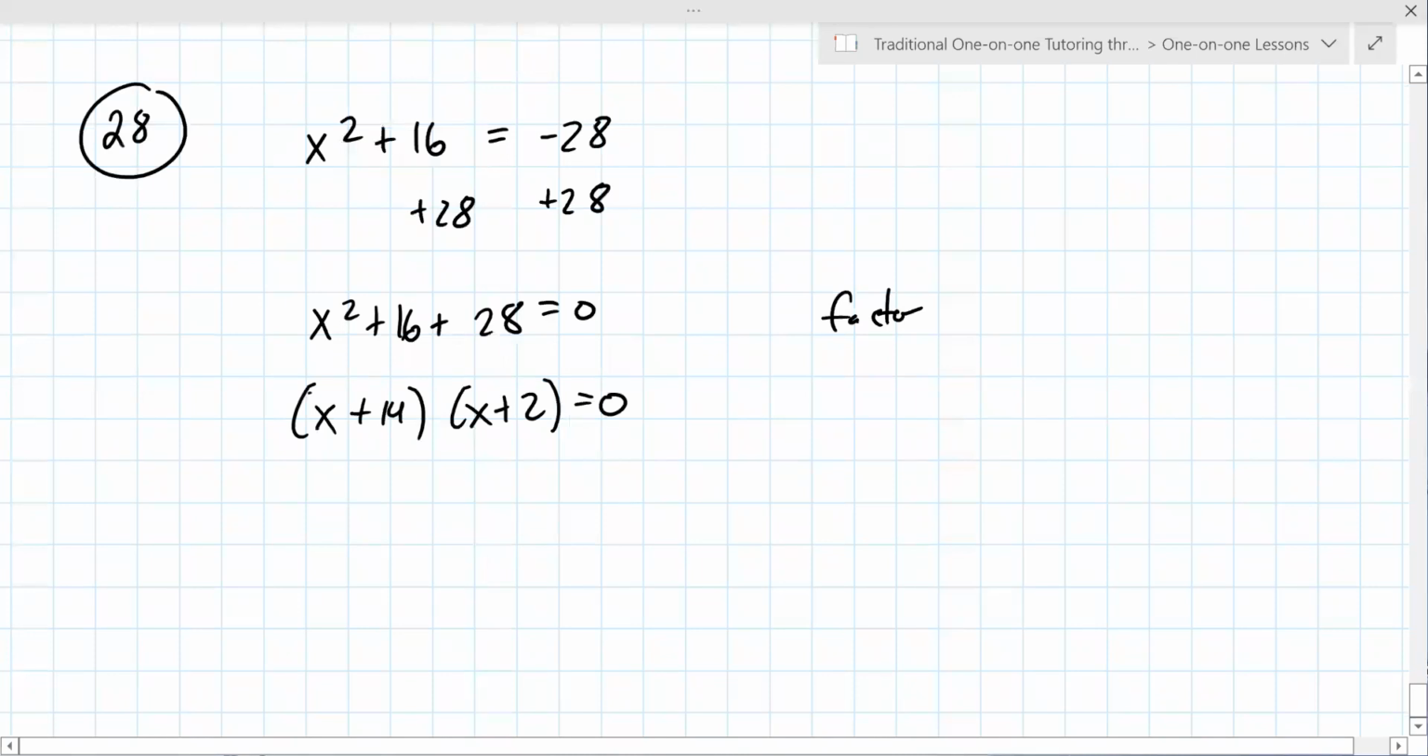Okay, so what do we need from here? What's the next step to solve this? Get the values of x. So then you set both of them to 0. Yes. So then it'd be x equals -14 and then x equals -2. Yes. Perfect.